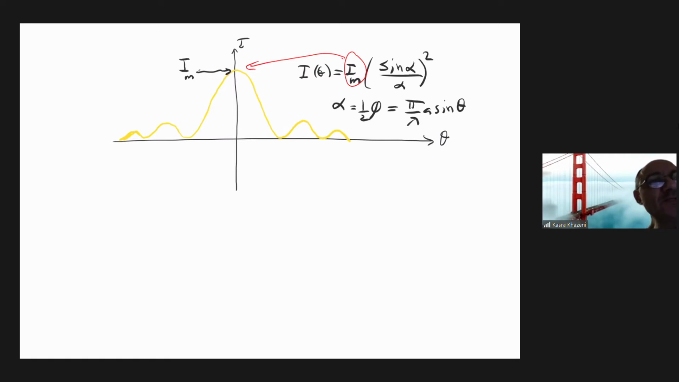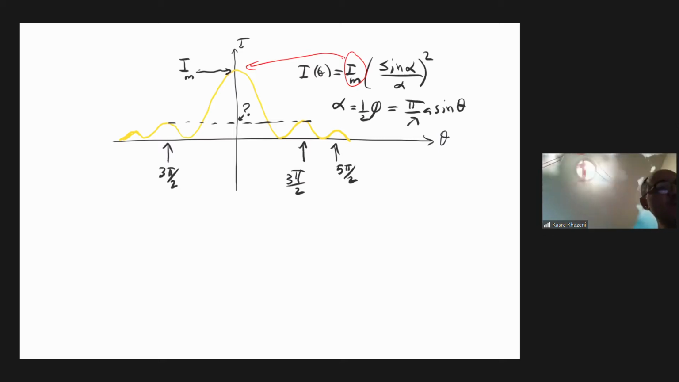So what is this level, for example? What is the height of the secondary maxima? If you remember, these secondary maxima locations were pi times m plus 1/2, and so this first one is just 3/2, and this one was 5/2, and so on and so forth. So this is 3 pi over 2, and then 5 pi over 2 here as well.